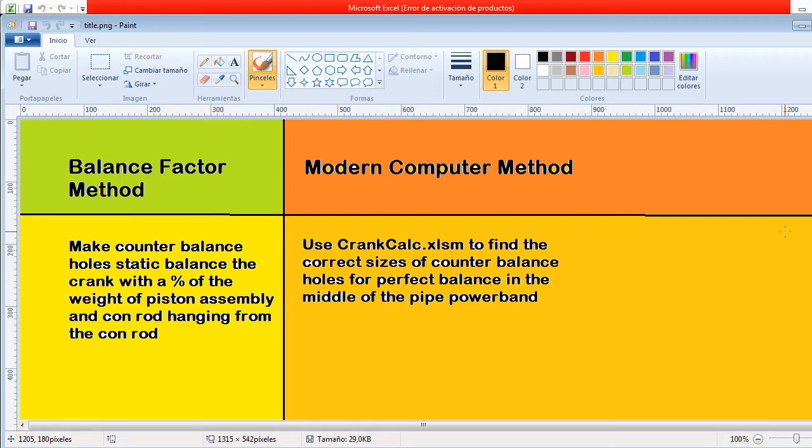It's a method that can work. But it has one really major flaw in it, and that is you have to know the correct balance factor percentage to use for the intended peak RPM that you want to use. And it can vary greatly. It can vary from anywhere from 30% to 60%. So that's the biggest drawback with it.